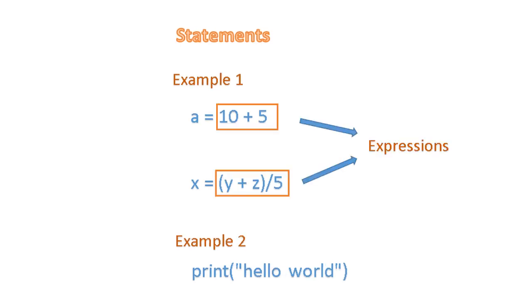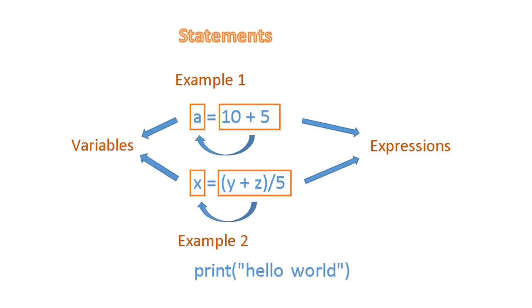Here the right hand side of the equal sign is called an expression, which is a direct output or is evaluated to get output. The expression is evaluated and assigned to a variable, which makes it a statement.